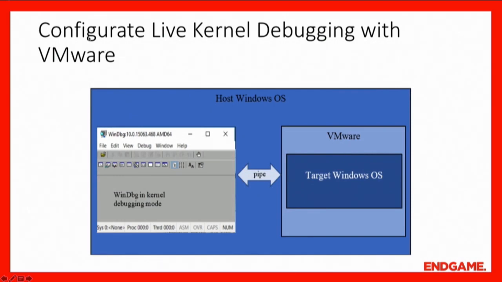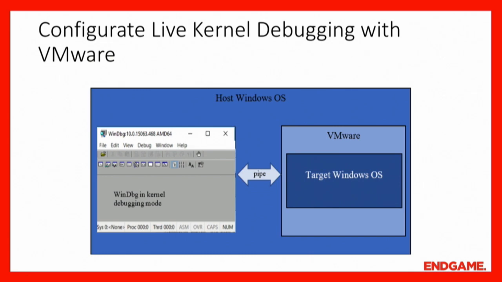Third thing is how to configure live kernel debugging with VMware. So this figure shows the basic components of live kernel debugging with VMware. Basically, 3 components. You have a host machine, and then you have a VMware. Inside of VMware, you have your target Windows system running. And then you have a WinDbg debugger connected to your target through a pipe.